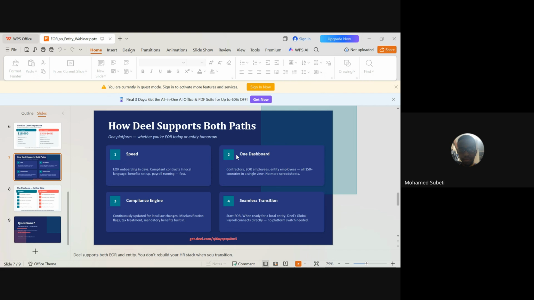Third, compliance. This is the one that keeps founders up at night. Misclassification, wrong tax treatment, missing a local requirement. The penalties can be severe. Deel's compliance engine is built for this, and they update it continuously as laws change. And for those of you who are in the entity camp or heading there, Deel's entity setup support means they can help you navigate incorporation too. You don't have to go find a local firm in every market.